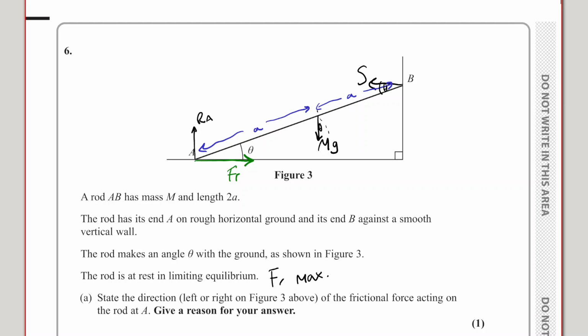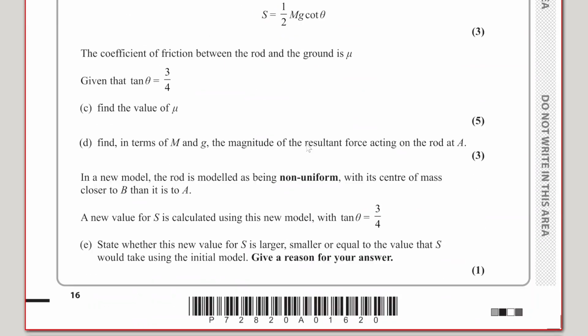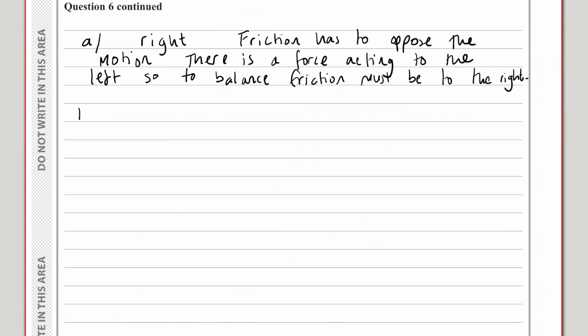When we're taking our moments, it's going to be how far it is away from the point we're taking moments about, so the distance times the perpendicular force, the force acting perpendicular to our rod. So moments about A. Our clockwise moments must equal our anti-clockwise moments.